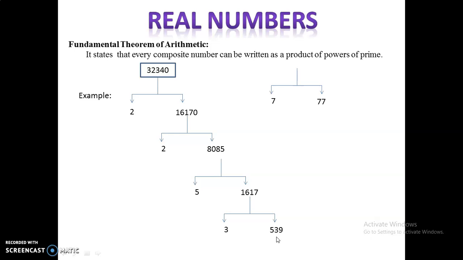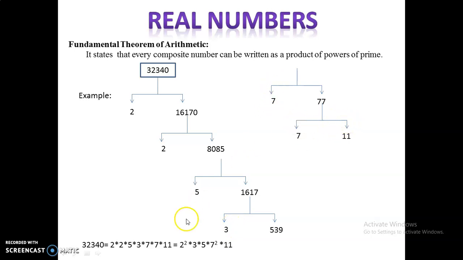So the next one is 7. By dividing this 539 by 7, we will get a value of 77. And again this 77 is divisible by 7, and we will get a value of 11. Now by writing this 32340 as a product of some factors, we will get 2 into 2 into 5 into 3 into 7 into 7 into 11.